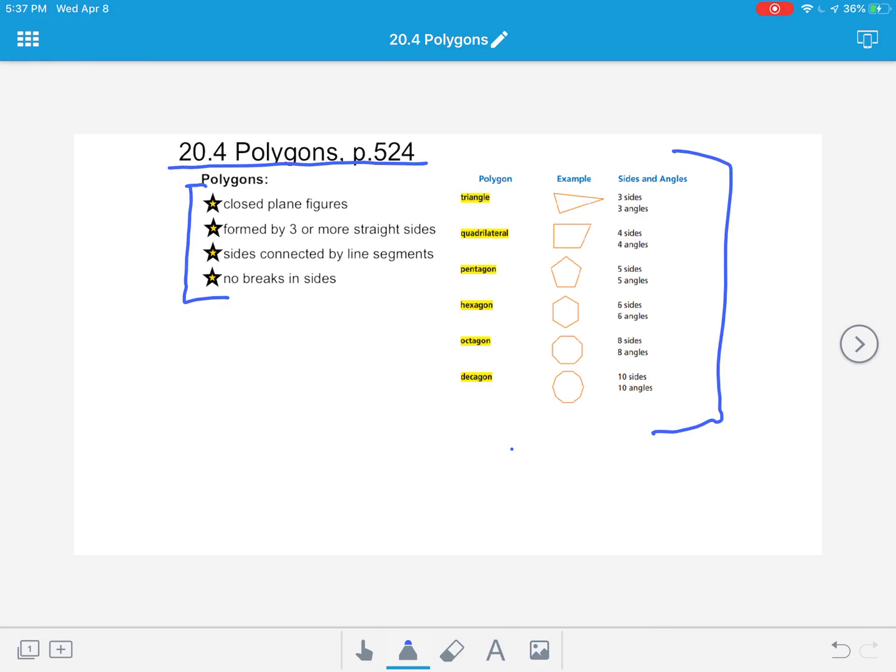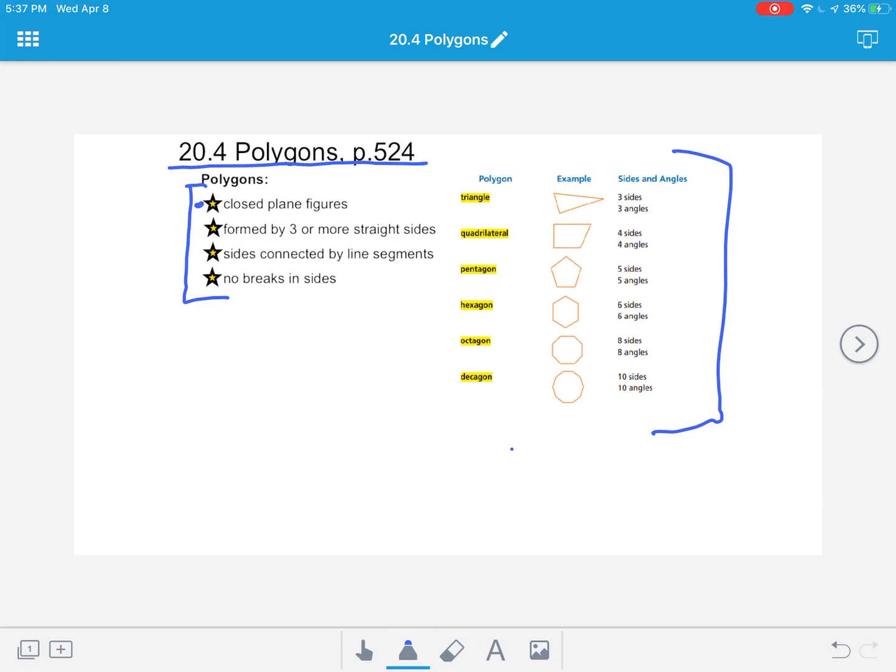All right, so you should have copied down this slide of vocabulary into your math journal so that you have it to look back on for later. So let's go over what a polygon is. Like you took down in your journal, a polygon is a closed plane figure. Remember from lesson 1, a plane is a flat surface that has at least 3 points on it.